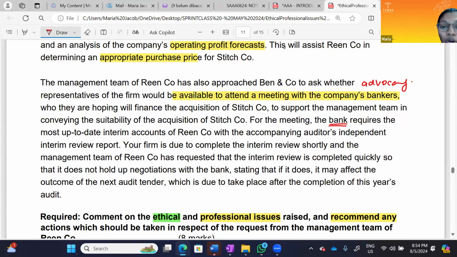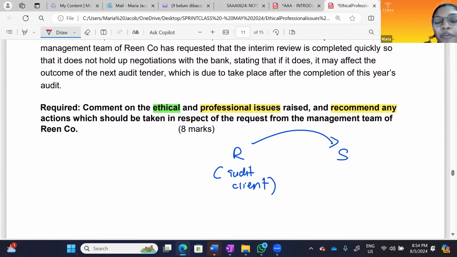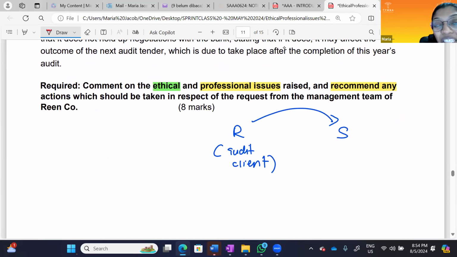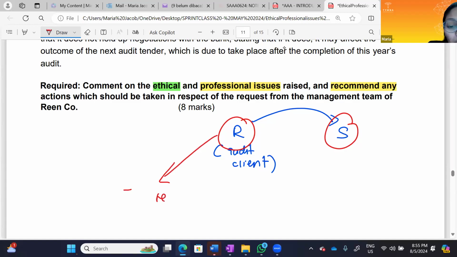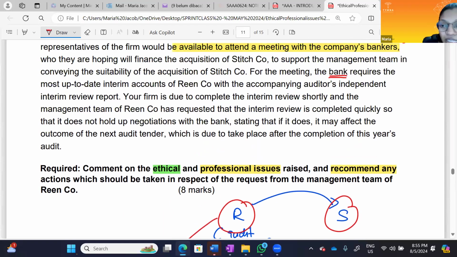Okay, so the interim account of Rinco with accompanying auditor's independent interim review report. Now, apart from providing due diligence, Rinco is going to ask us to also do an interim review. Okay, so look at it this way.